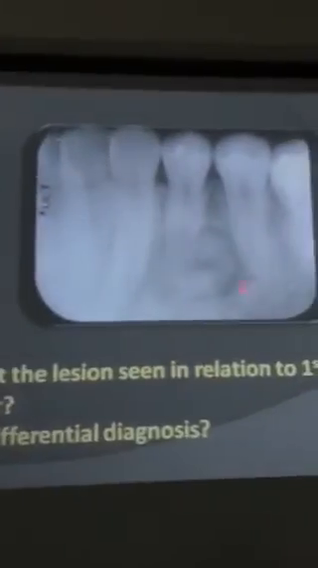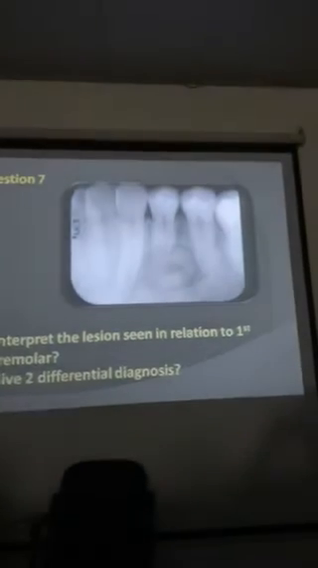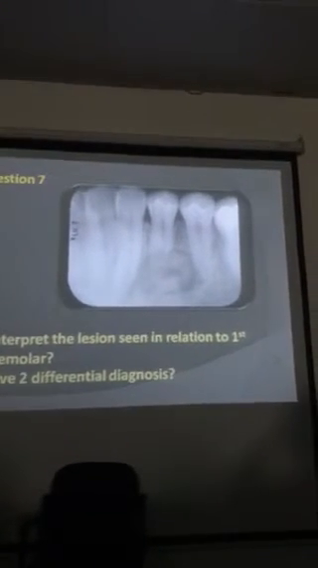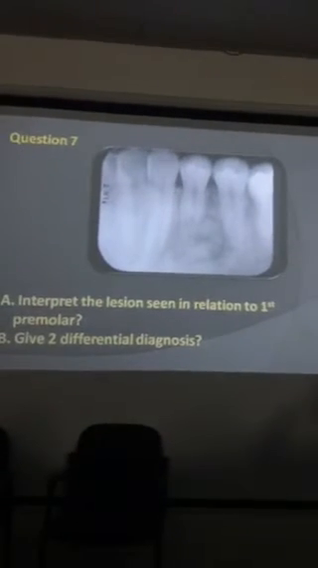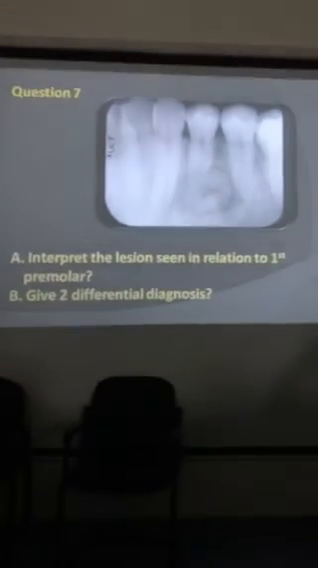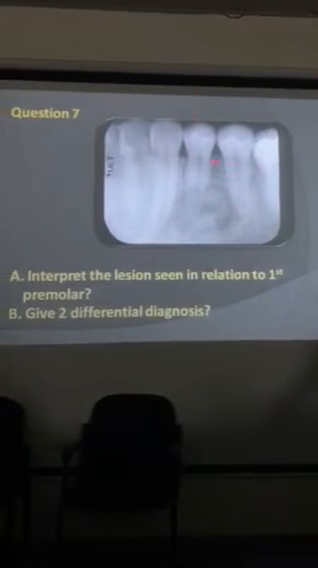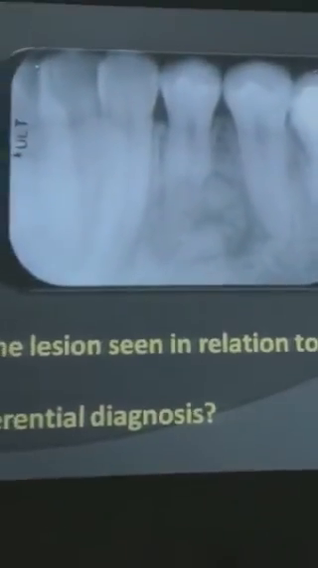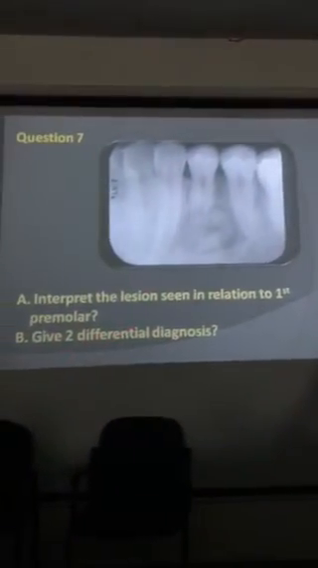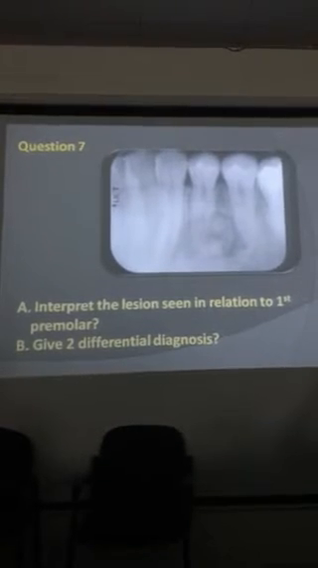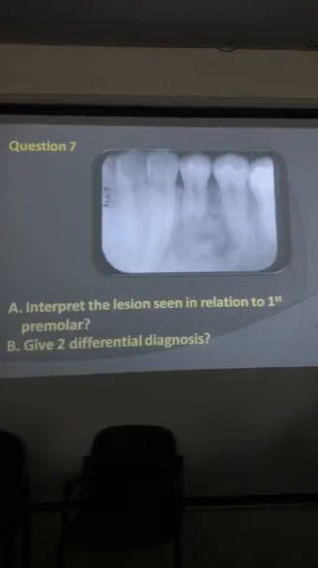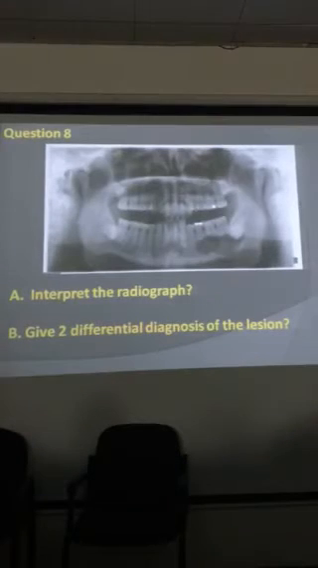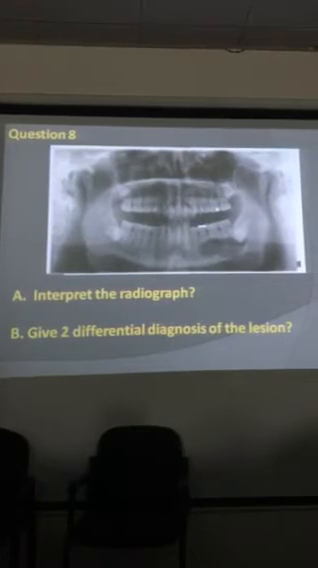Here, interpret the lesion seen in relation to the first premolar. Periapical. Yes. 1 centimeter. Radiopaque. Round. Well defined, and surrounded by a radiolucent line. Effect. Resorption. That's it. Nothing else. Give two differential diagnoses. Hypercementosis, then cementoblastoma. Cementoblastoma or hypercementosis. Right?